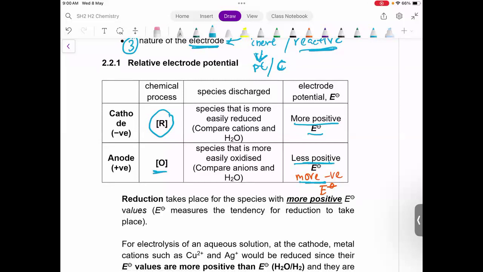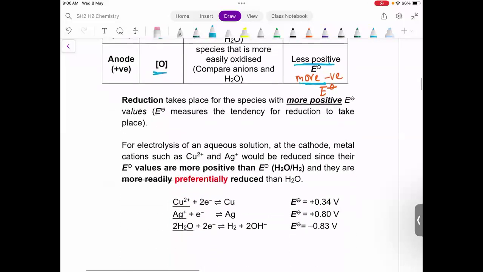Okay, all right. Can you use this term instead? Can you help me change? It's not about how fast, it's about tendency. So use the term preferentially reduced. Okay.